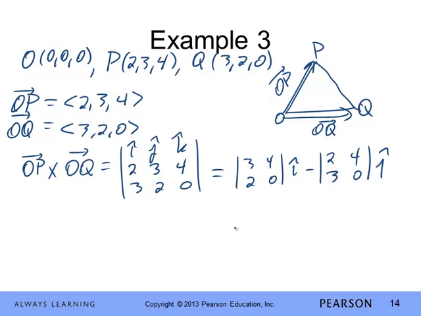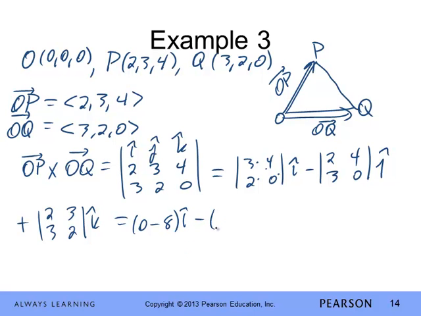J hat, and I need to go down here, plus for K hat, we've got its minor of 2, 3, and 3, 2, K hat. Now, equals. Now, this determinant right here for the I hat, you got 3 times 0 minus, so that's 0, minus 2 times 8. So 0 minus 8, I hat.